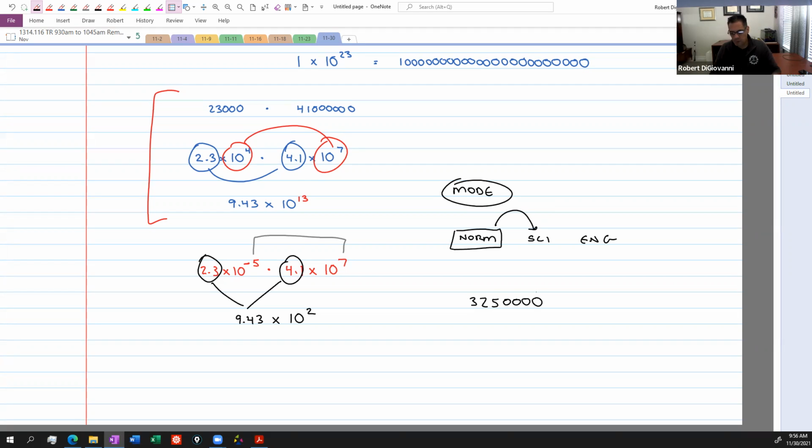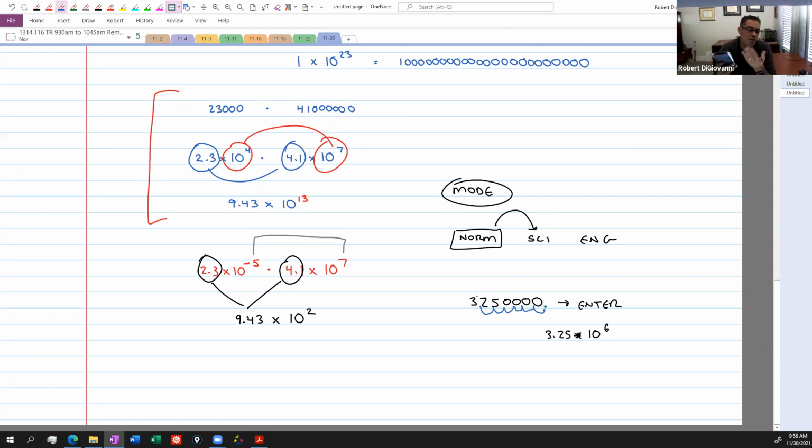3250000. If you type that in and then hit enter, it should spit back 3.25, and then it'll have this little times symbol, 10 to the 6th. So it converts it to scientific notation. All it did here is it said, okay, I'm going to take this decimal, move it over 1, 2, 3, 4, 5, 6 to give me a 3.25. And then it just put the 10 to the 6th.